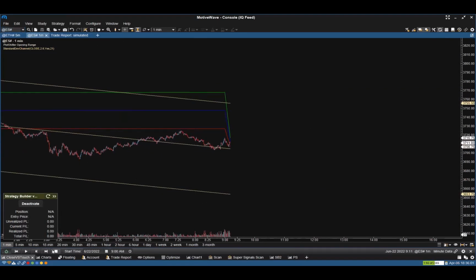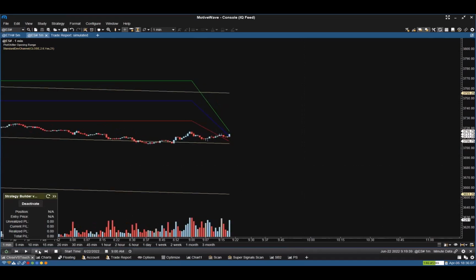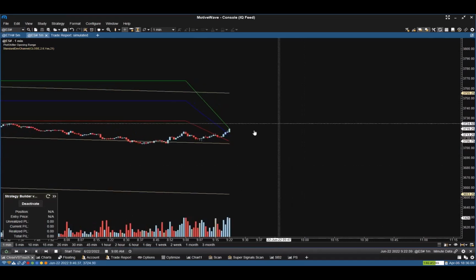Now I'm going to let it run the strategy in real time, and we'll see how it goes. I have not run it yet. I want to let this range develop. So let's go 1 bar at a time.